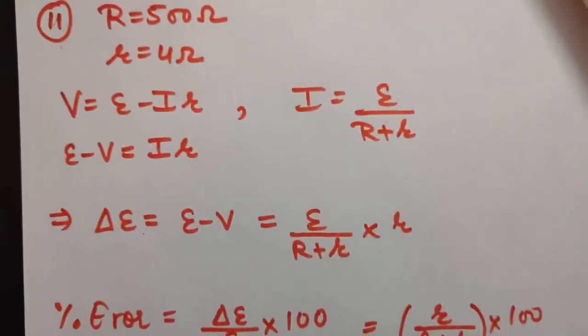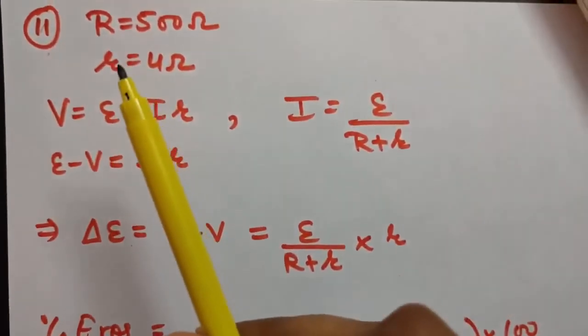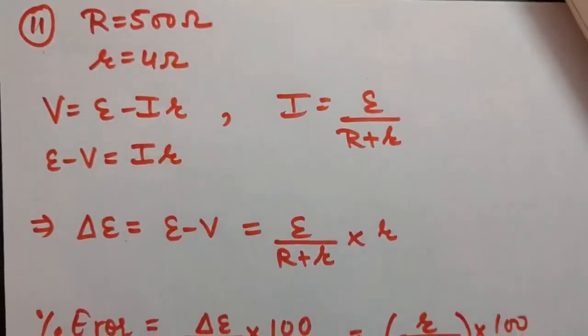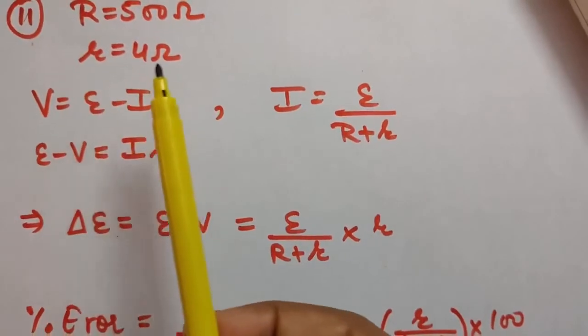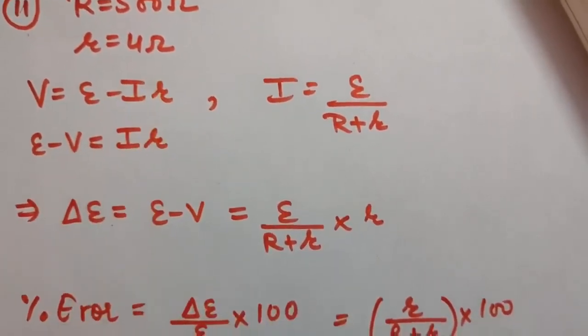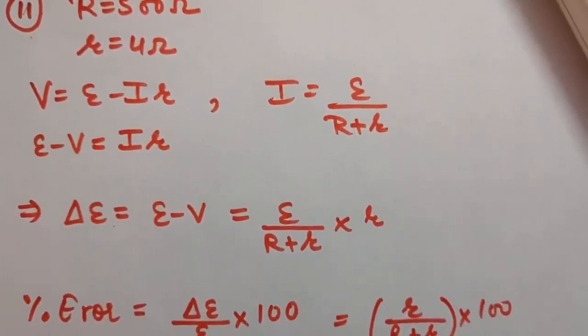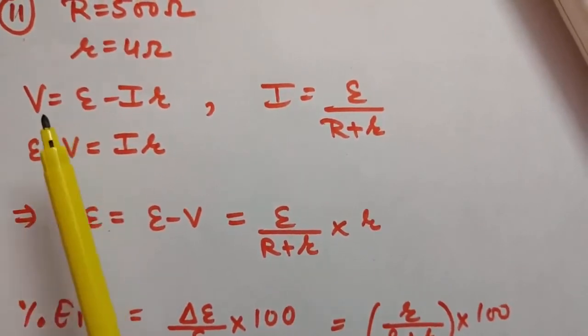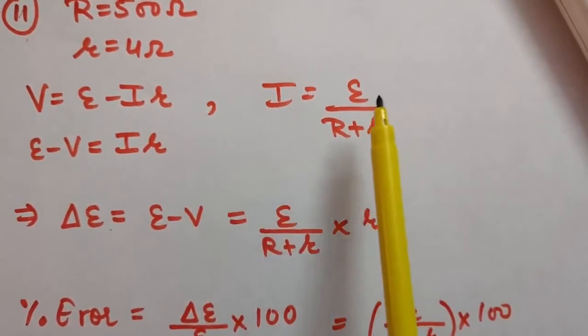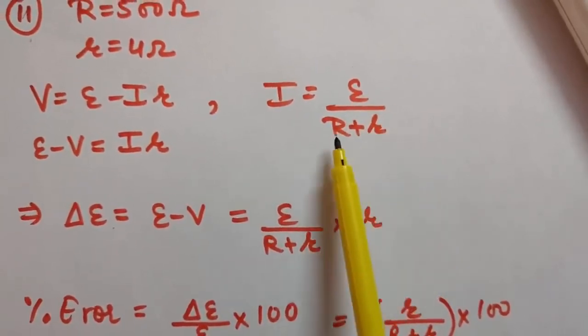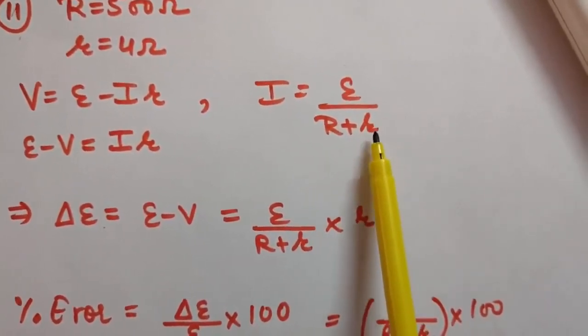In question number 11, you are given a voltmeter of resistance 500 ohm and it is used to calculate the EMF of a cell whose internal resistance is 4 ohm. Then you have to calculate the percentage error in the reading of voltmeter. Okay, so now you know V is equal to E minus Ir and the current in the circuit is E upon total resistance, that is R plus internal resistance small r.